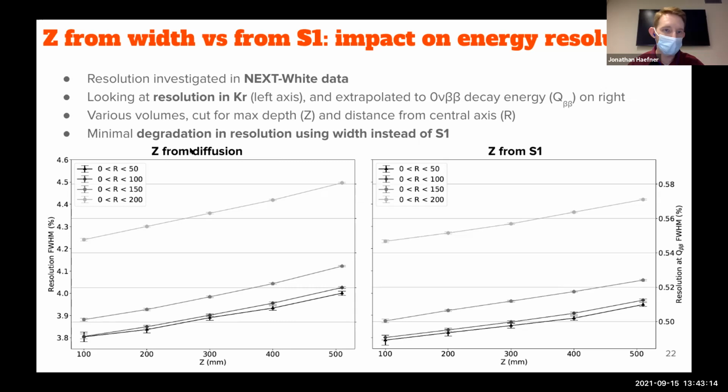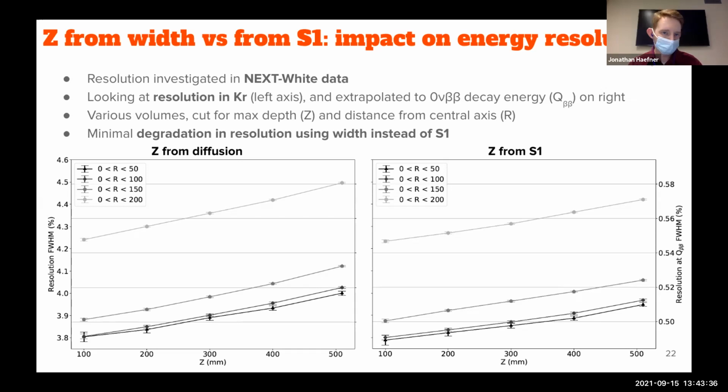So essentially what we can see is when you look at different volumes, there is not a significant degradation. You see, the Z from diffusion lines are slightly above the Z from S1 line. The resolution is slightly worse, but it is all less than 0.1% at Q beta beta.